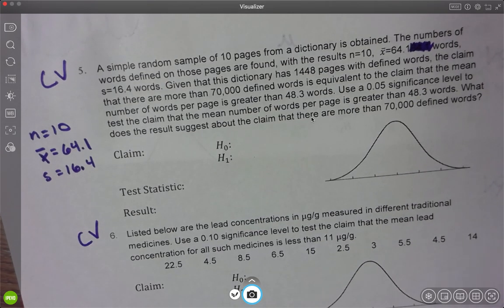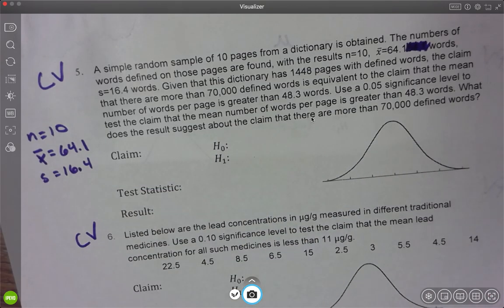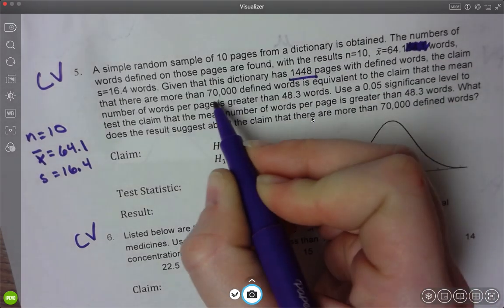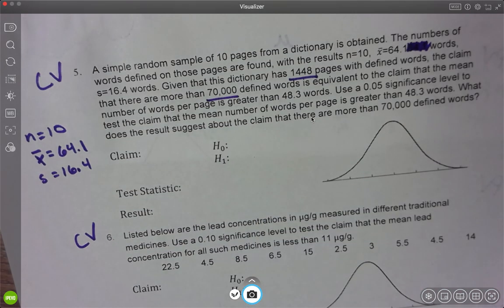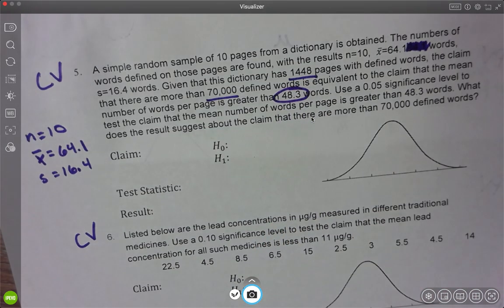Given that this dictionary had 1448 pages with defined words, the claim that there are more than 70,000 words defined is equivalent to the claim that the mean number of words per page is greater than 48.3 words. Blah, blah, blah. That's a lot of information. What does that mean? Given that this dictionary has this many pages and 70,000 words, they're just saying that averages out to 48.3 words per page.